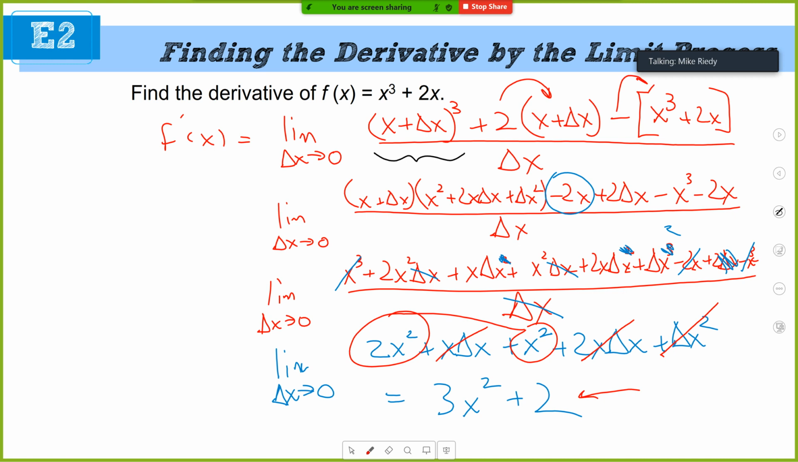So what's my point? My point is, A, I make mistakes too. B, this is a pain in the butt. And C, we'll learn a quicker method to do this that doesn't involve this limit process.